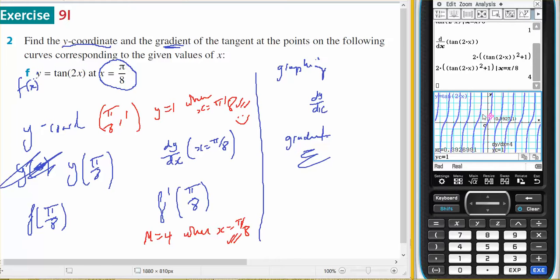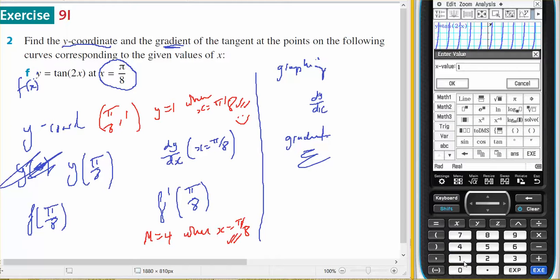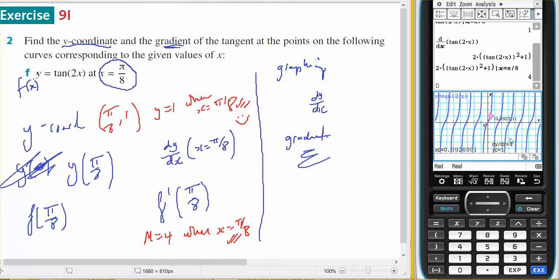Okay, so that's one way. I went to Analysis, Trace, and I placed my cursor at the point. To get to the screen, I had to press 1, and then I can get rid of the 1 and put pi divided by 8. And there it is there.